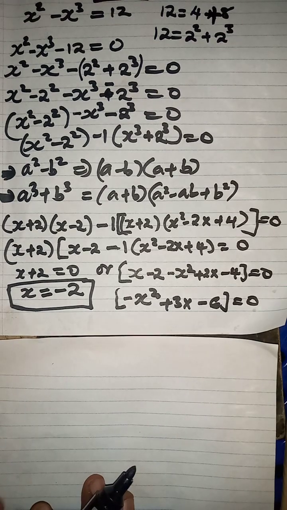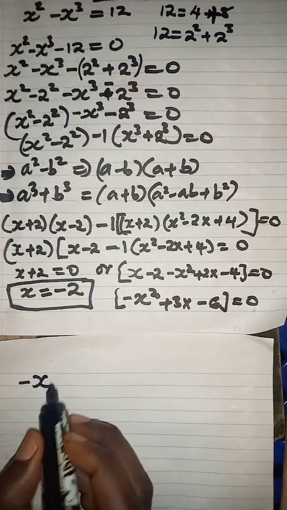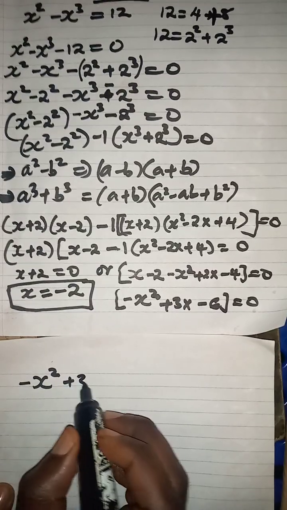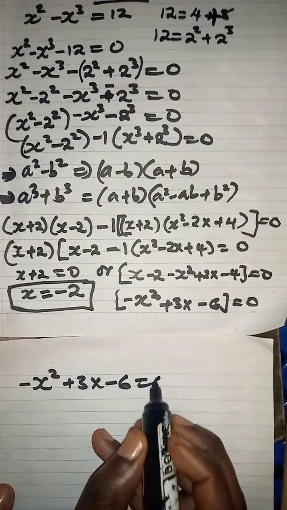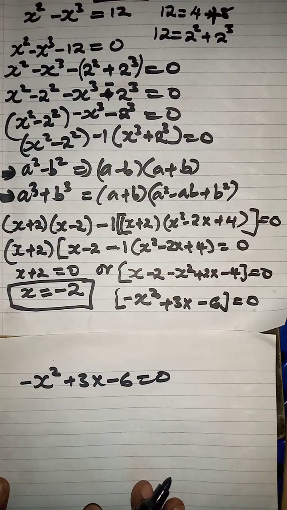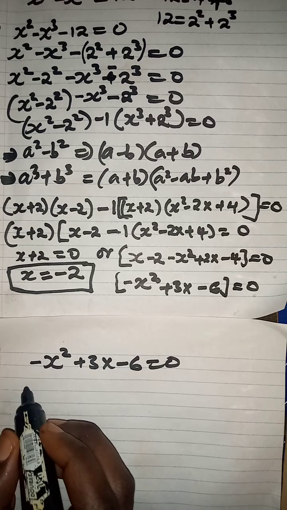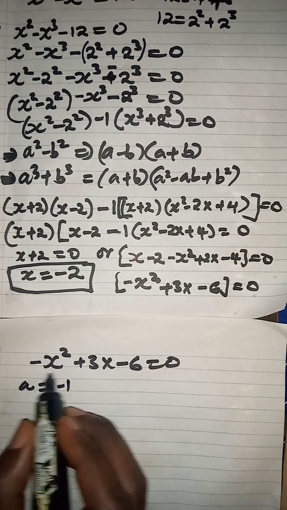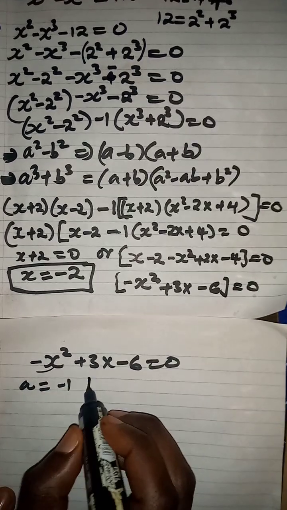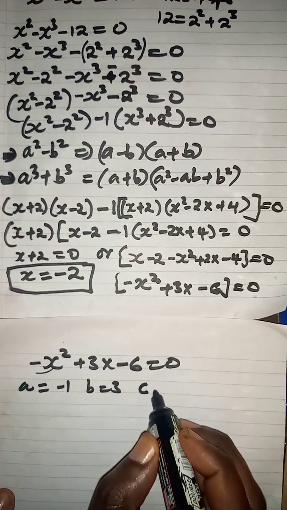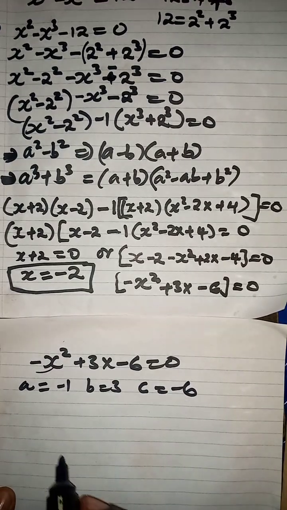And that tells us that this is a quadratic equation, which I'm going to solve using the quadratic formula. For the quadratic formula, I will start with my a, which is negative 1. This becomes a. b is positive 3. And c is negative 6.